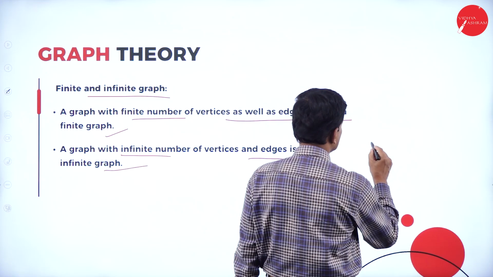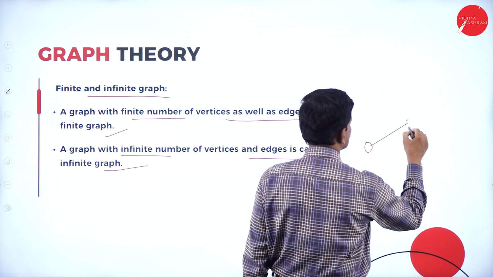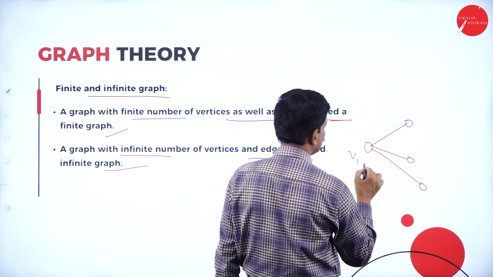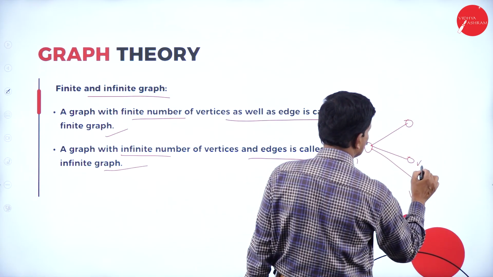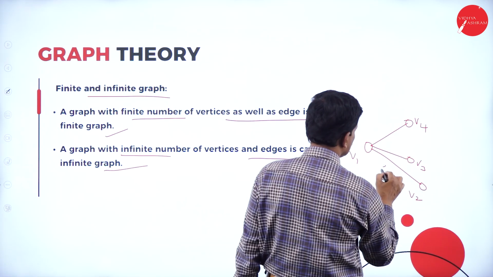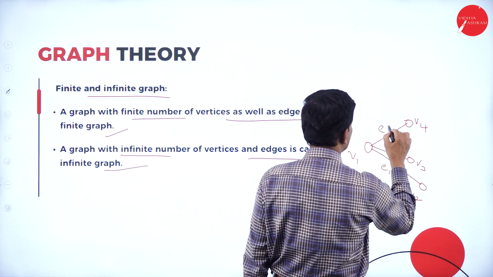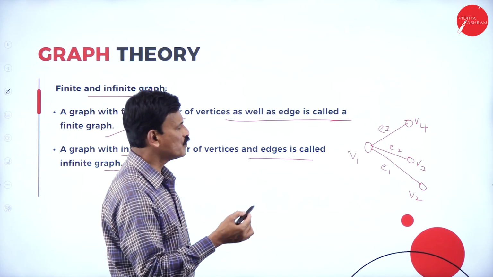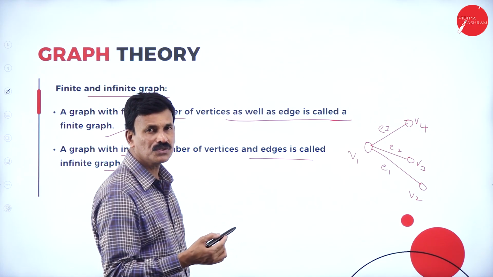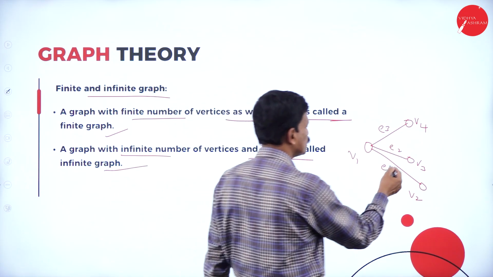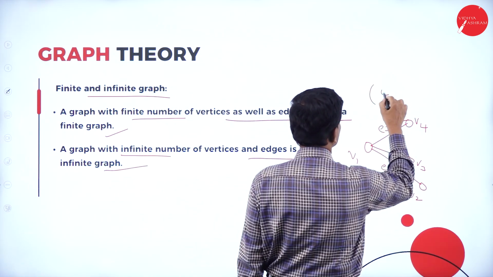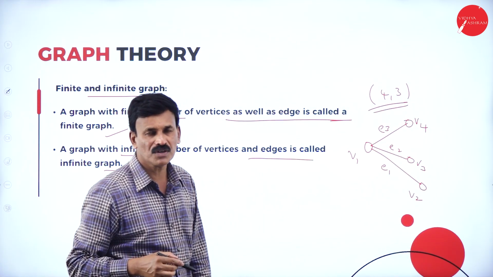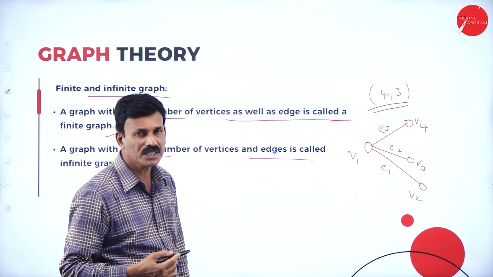Now, let us consider this example. So, this is V1, vertex 1, V2, V3 and V4. The edges are E1, E2 and E3. So, this is an example for a finite graph. This contains 4 vertices, V1, V2, V3, V4, and 3 edges. So, this is nothing but 4, 3. So, here the number of vertices and edges are finite. Therefore, this is an example for a finite graph.